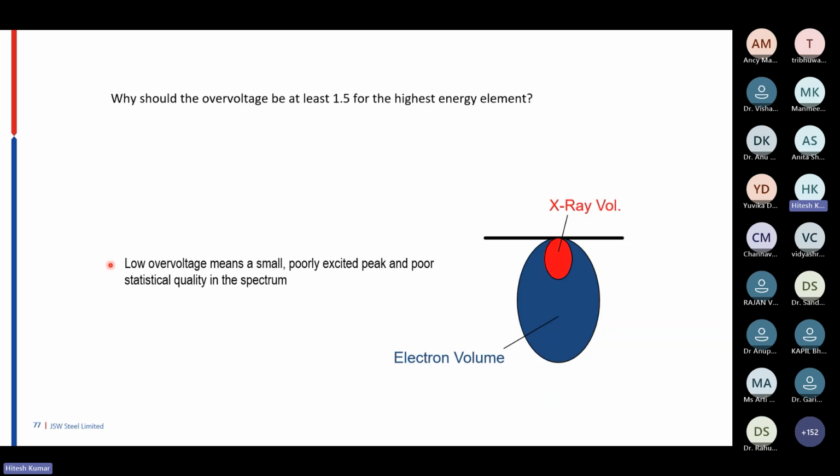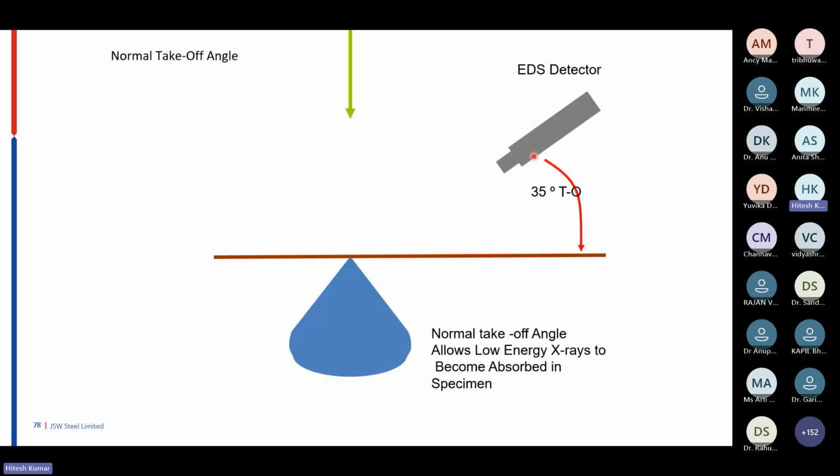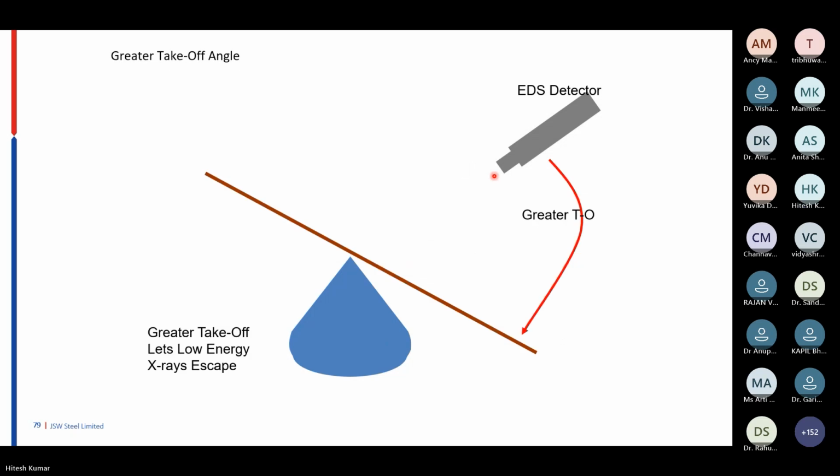Low overall voltage means a small, poorly excited peak or poor statistical quantity, so the X-ray volume in your oval shape is going to be quite less. This again depends basically on your accelerating voltage. Let's suppose we take the angle, like at the EDS detector when we are placing it at 35 degrees, how much X-ray can be captured with the help of this. When we are changing the take-off angle, you are getting more information.